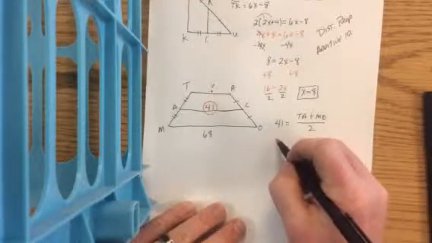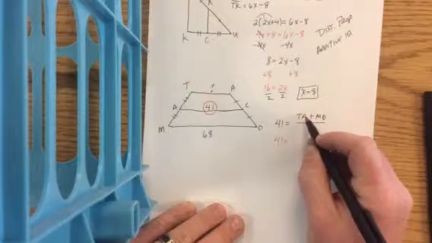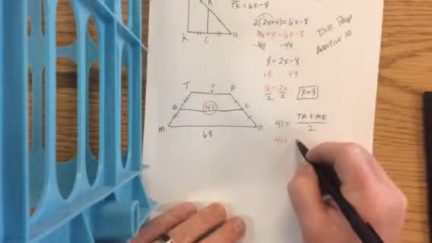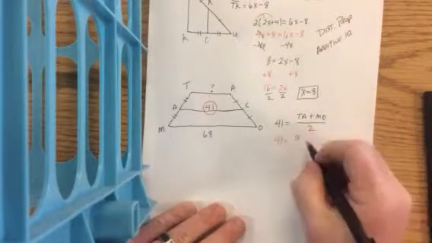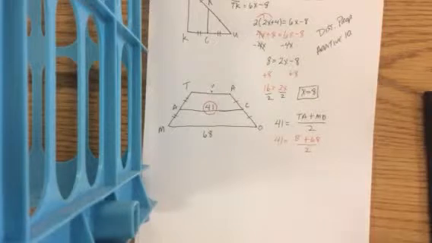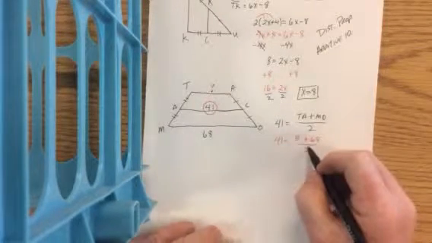So I know that 41 is equal to TA, which we don't know, so we'll just mark it as a variable. This time we'll call it B, because everybody uses X and Y, plus 68, over 2. How do we solve this? Well, you have it divided by 2.